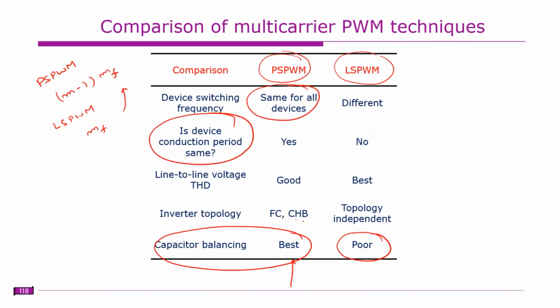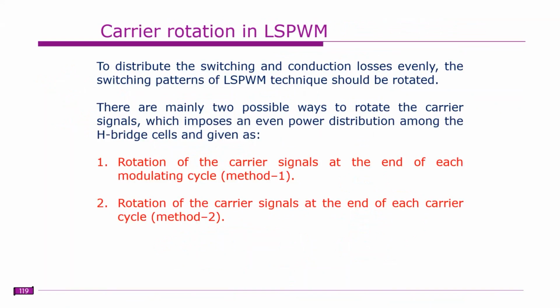Whereas in level shifted PWM, capacitor balancing is not possible. So the advantage of level shifted is its best harmonic performance, but the disadvantage is that its capacitor balancing is poor. This problem can be addressed in several ways. One way to address it is carrier rotation in the level shifted PWM technique.